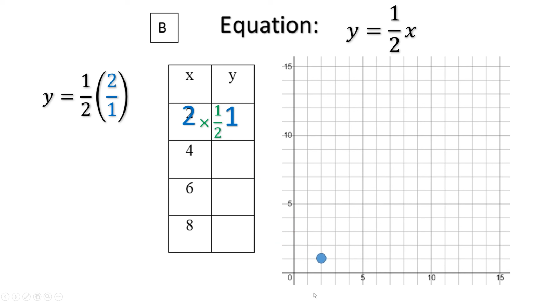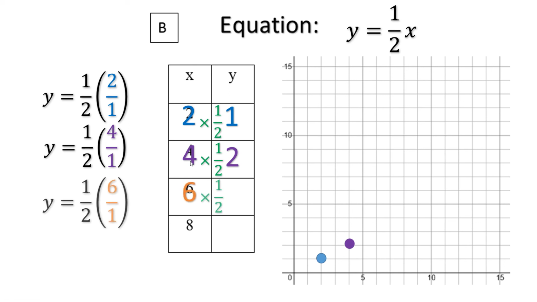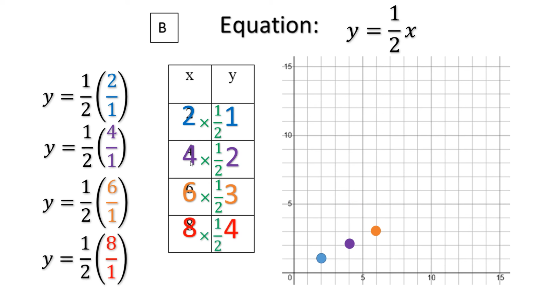And we graph it over 2 up 1. The next one, half of 4. 1 times 4 is 4. 4 divided by 2 is 2. And then half of 6, which is 3. And half of 8, which would be 4. And you graph it. We connect it with a straight line that goes through the origin. And don't forget your arrow.